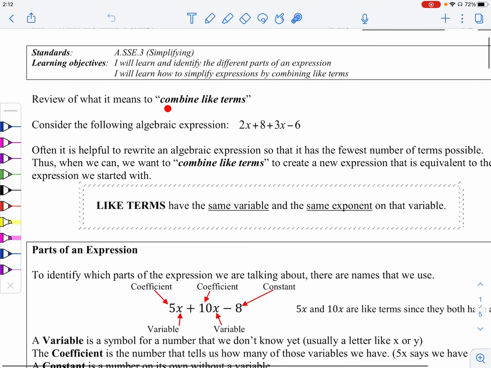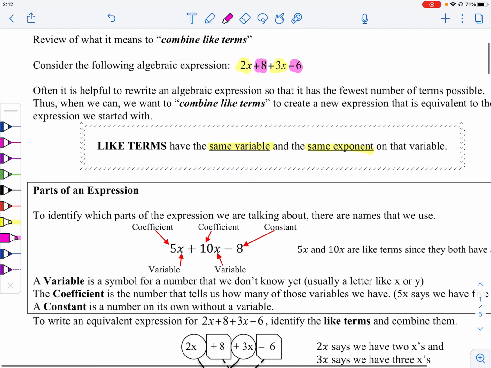So we're going to review what it means to be a like term. Like terms have the same variable and same exponent, right? Same variable, same exponents on that variable. For these ones, your 2x and 3x have the same variable x, and the exponent is 1, right? So 2x to the first power, but it doesn't say 1 there, but it's still to the first power. And your other like terms will be 8 and -6, right?